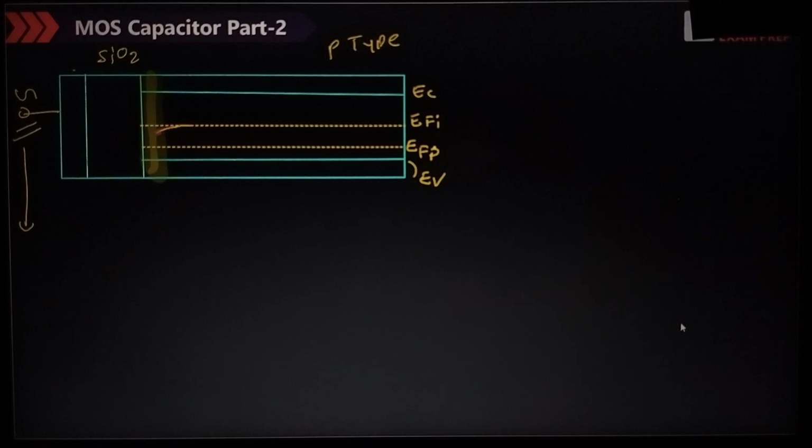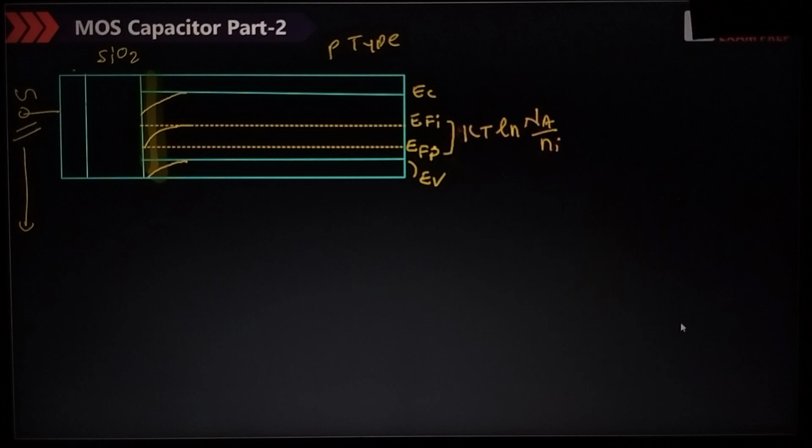Second thing, Vt is equal to T by 11,600 volt. And remember everyone, Vt is 0.026 volt at 27 degrees centigrade and 0.025 volt at 25 degrees centigrade.